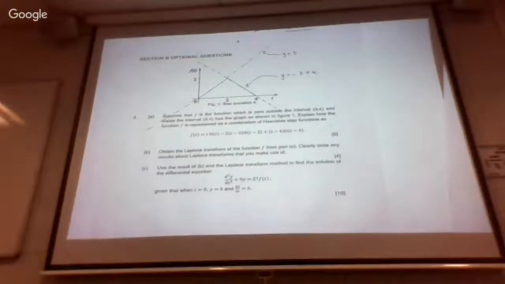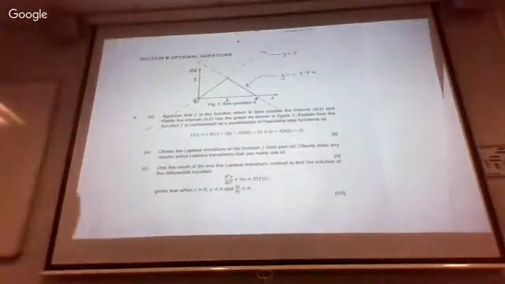In general, a line like this, there's the function which is 0 outside the interval. But slope minus 1. The coefficient of t in the equation for the line is minus 1.